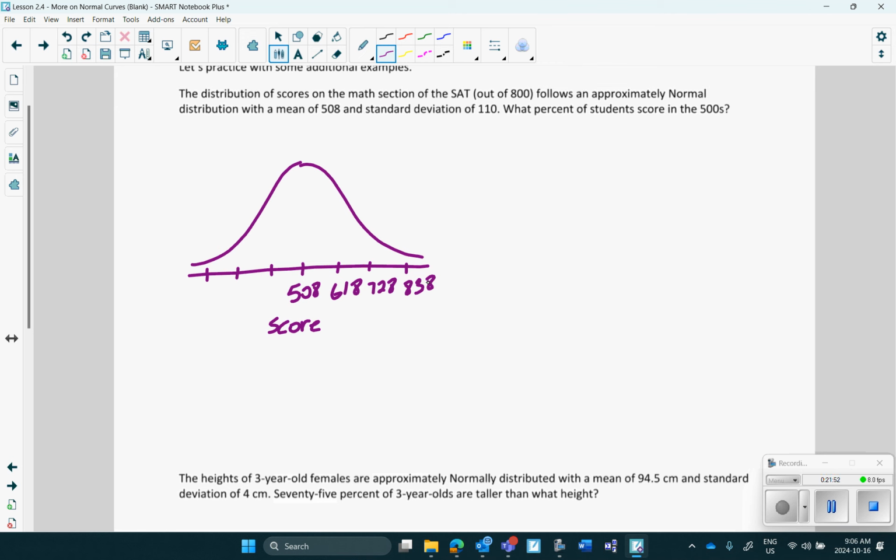Then we have to subtract. So what do I get? 398, 288, and 178. Now we put in our area. We are looking for the 500s. Therefore, the lowest possible score in the 500s is what? 500. So I want to locate 500, approximated, it's going to be close to 508. So that's my lower bound. 500.